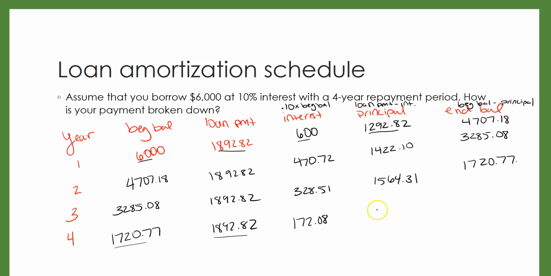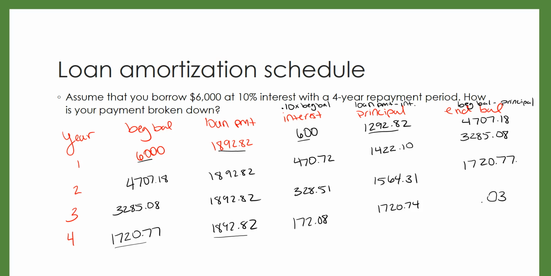The amount that goes towards principal then is our loan payment minus our interest. So $1,720.74. And so we have a difference here of 3 cents. And that's often true. You'll often find that the final payment may differ from the others by a few pennies because of rounding.